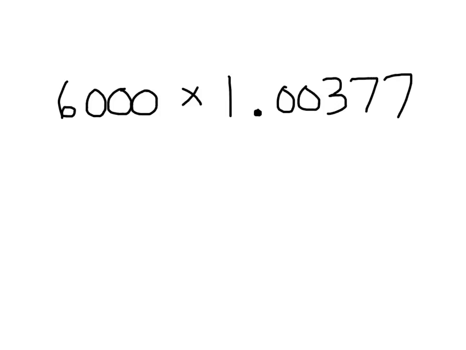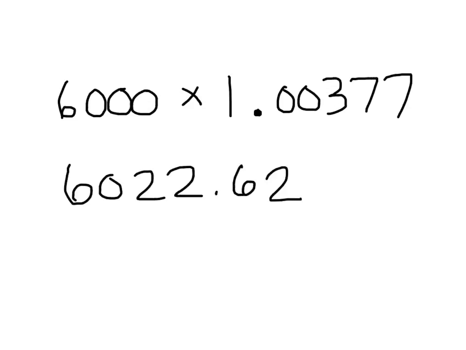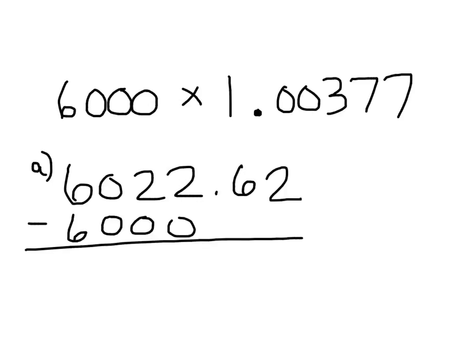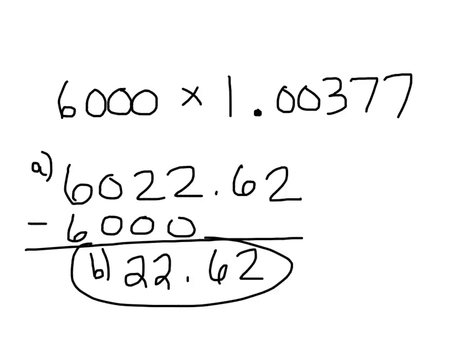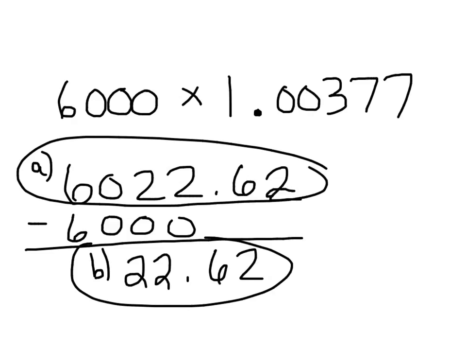So what is 6,000 times 1.00377? Okay, anybody else get that? Yeah, okay, good. So that was how much is in the account right now. Then to figure out part B, which says how much did you earn, you take the 6,000 that you initially started with and subtract it from the number that's in there now. What's $6,022.62 minus 6,000? $22.62. That's part B. Okay, there was part A, and the bottom is part B.